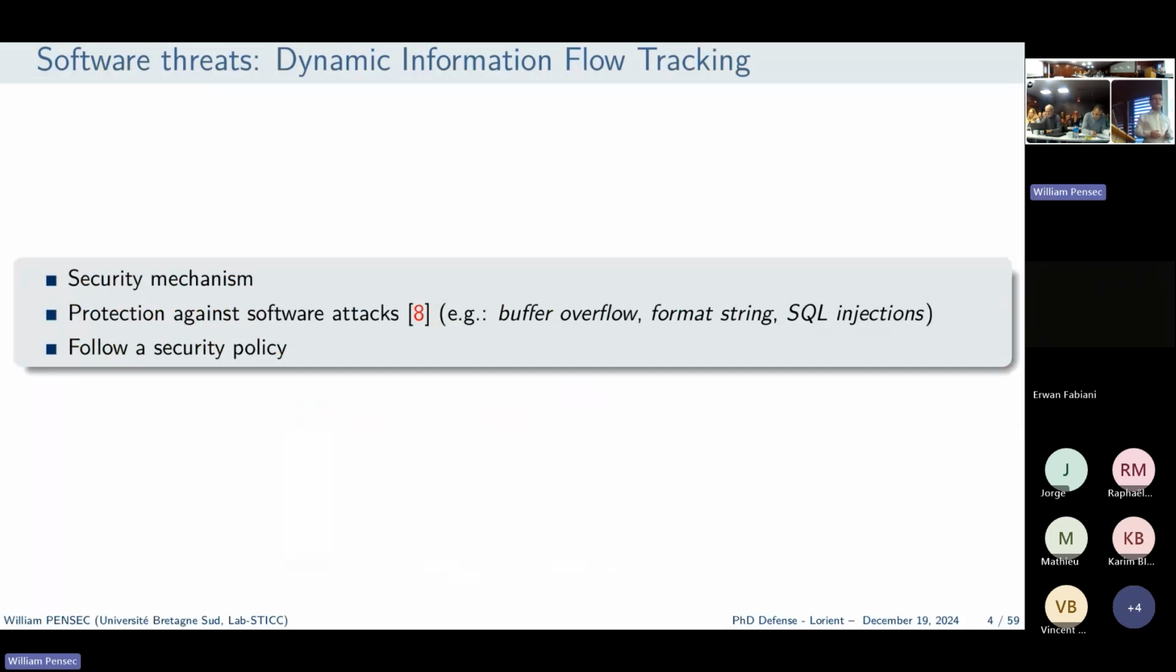To protect an IoT system against software threats, there is a mechanism called Dynamic Information Flow Tracking, or DIFT. It's a security mechanism that helps to protect against software attacks like buffer overflow, format string, and SQL injections. And as you can remember, these attacks are the same as on the previous slide. What they have in common is that all these DIFTs follow a security policy that tells them how to behave against different operations.